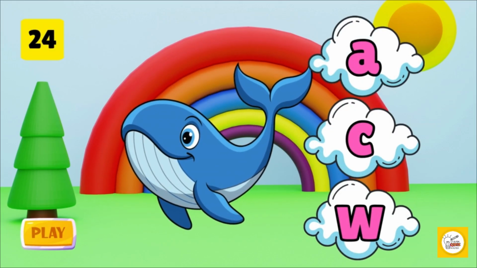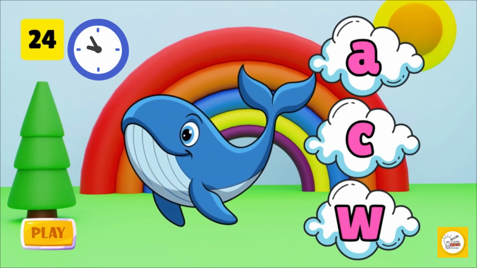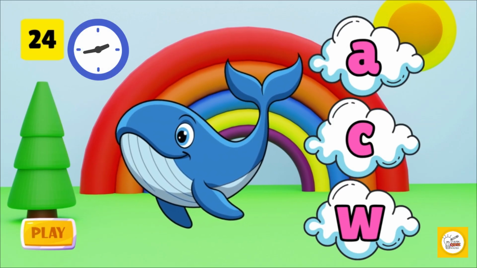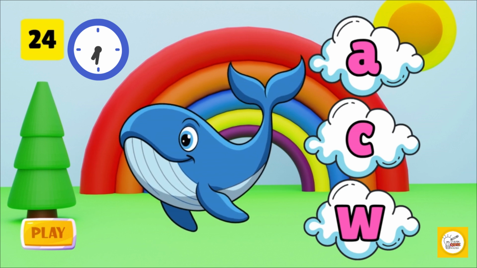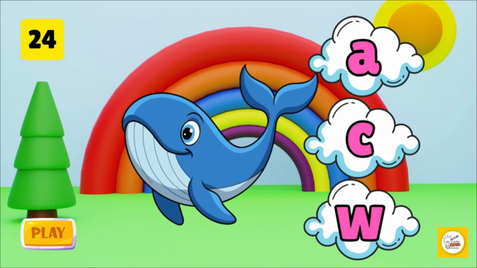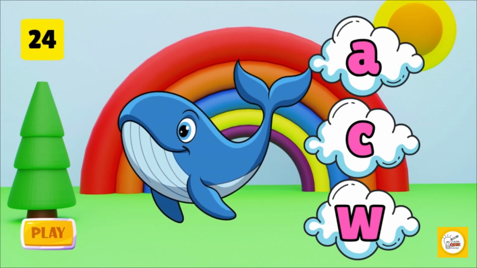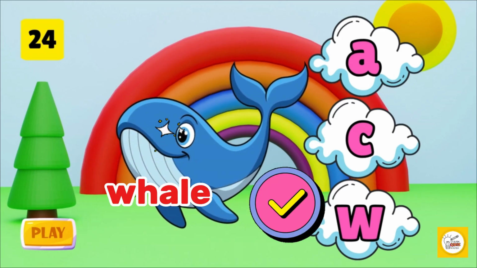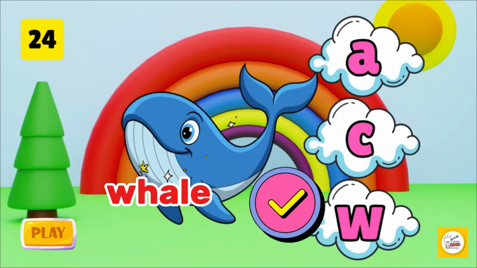What's the beginning letter? The beginning letter is W. That's right, the word whale begins with the letter W.